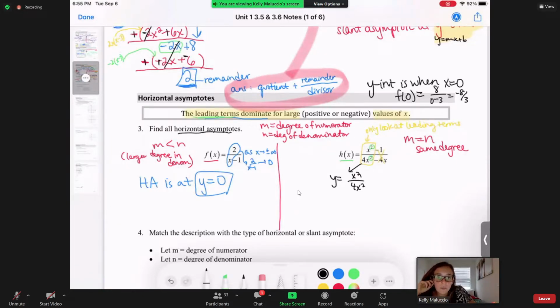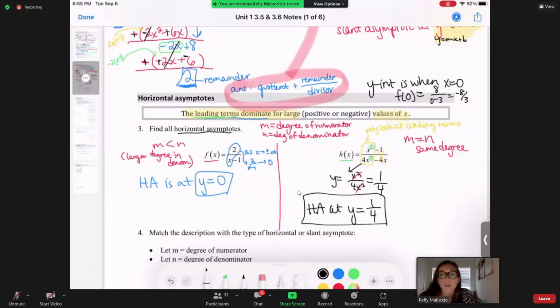So what's happening here is, these guys are canceling out, right? If I simplify that, that just cancels, and I'm left with, do not mistake this for 0 over 4. This is not 0 over 4. This is 1 over 4, right? Because there's a 1 in front of that. So don't forget about that. So this means that there's a horizontal asymptote at y equals 1/4 for this equation.